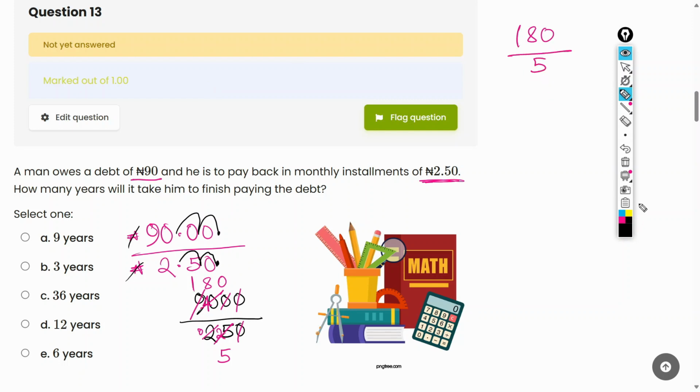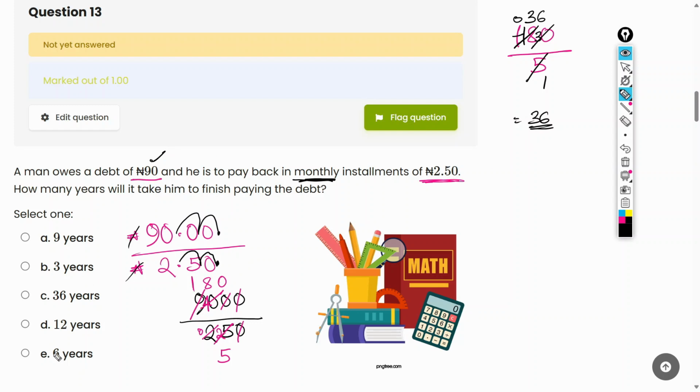Again, we can divide by 5. 5 into 18 is 3, remainder 3. 5 into 30 is 6. So that is 36. So it means that if he pays 2 naira 50 kobo every time, he will make this payment 36 times or 36 months to have paid up 90 naira.